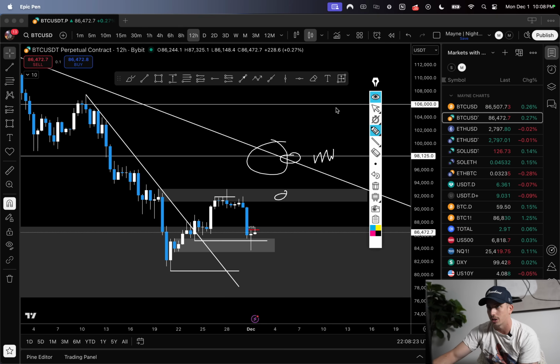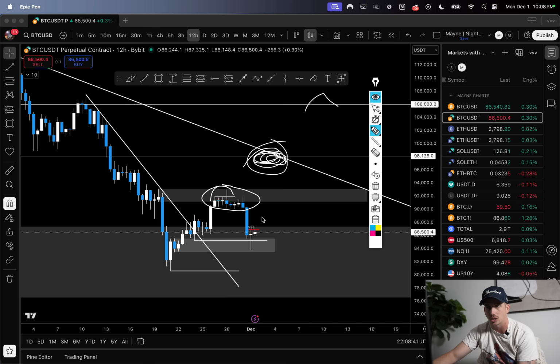Break above here, then we can talk about this being our range. But that's the game we're playing right now. And at every level of resistance, like here, here, here, we're going to look for what I just showed you here. Because if there's reasons for us to short, to be hesitant, to be cautious, we're going to take it because the prevailing trend is down.